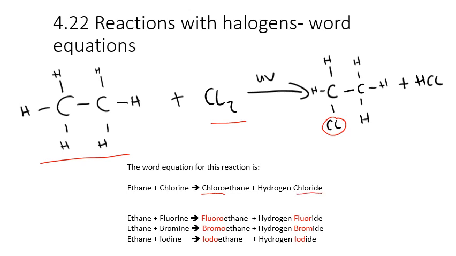Notice the naming: we react with chlorine, so we get chloroethane and hydrogen chloride. If we were to be reacting ethane instead with fluorine, we would get fluoroethane and hydrogen fluoride, or bromoethane and hydrogen bromide, or indeed iodoethane and hydrogen iodide. The reactions all look exactly the same, you're just replacing different halogens with each other.